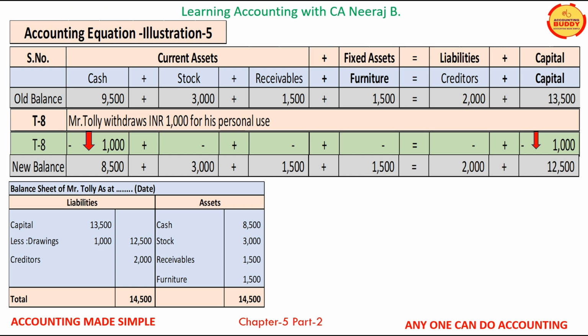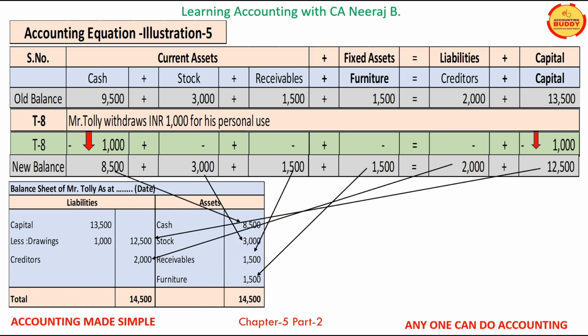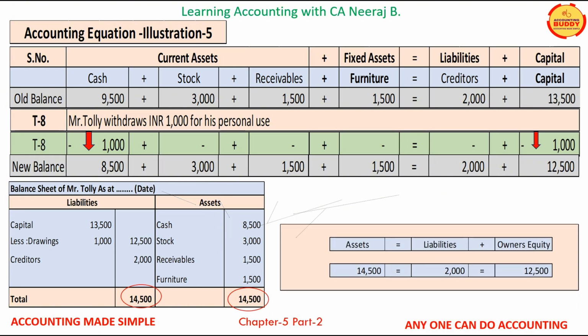Now, on the liability side, we have liabilities of 2,000 and the capital of 12,500, which is net of drawings of 1,000. Now the asset side, we have cash 8,500, stock 3,000, receivables 1,500 and the furniture also 1,500. Total of both the sides of the balance sheet is 14,500.